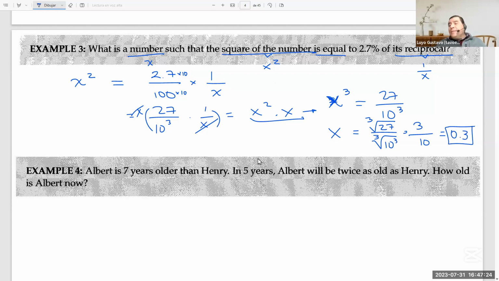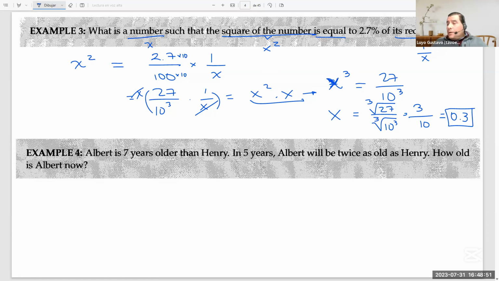Let's see another example. Albert is 7 years older than Henry. In 5 years, Albert will be twice as old as Henry. How old is Albert now? Okay, you can try this one. All right, people. So this question: Albert is 7 years older than Henry. In 5 years, Albert will be twice as old as Henry. How old is Albert now?